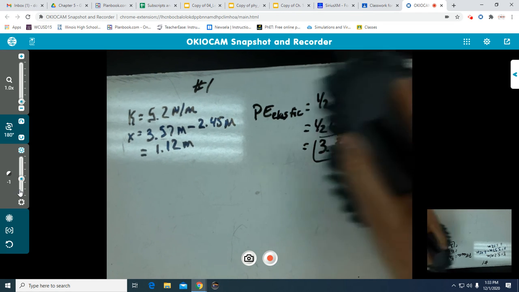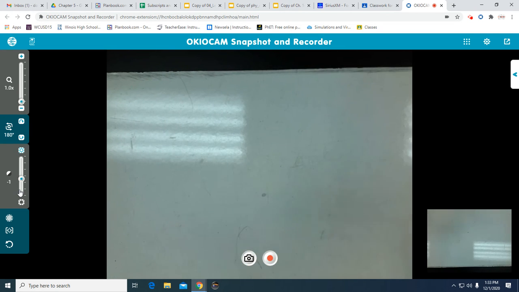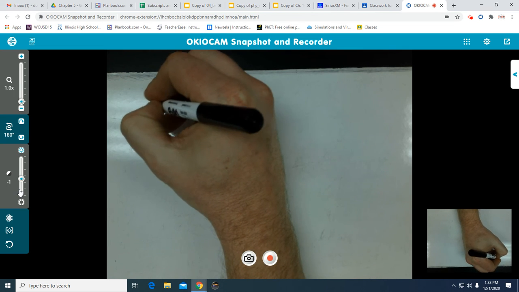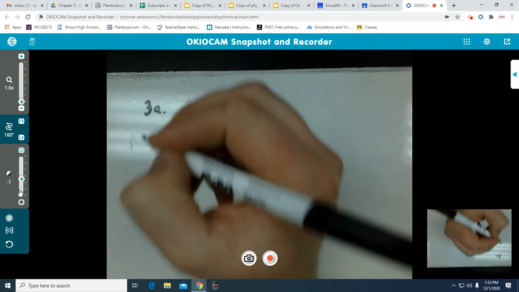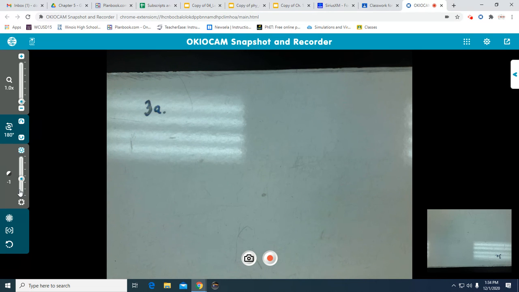Next, we're going to skip to number 3. We're only going to do 3A. It says a 40-kilogram child is in a swing that is attached to ropes that are 2.00 meters long. Find the gravitational potential energy associated with the child relative to the child's lowest position under the following conditions. So when the ropes are horizontal.